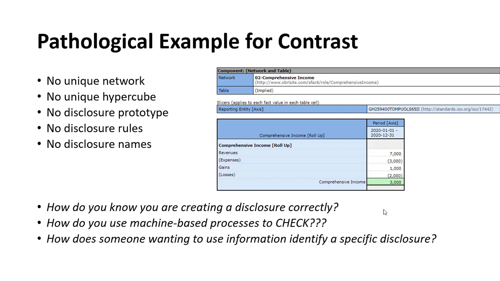how do you find, for example, the balance sheet of every company reliably within a report? If you're trying to create a system that makes sure that you're creating reports correctly, how do you do that if you have none of these rules? If you want to extract information for a specific disclosure, how do you do that? You can't, in the way that the SEC, the IFRS taxonomy, and the US GAAP taxonomy are constructed.